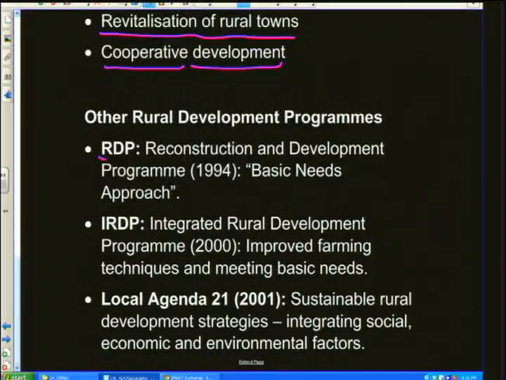The RDP, the Reconstruction and Development Program, was established in 1994, and it involved the basic needs approach. Now, if they're talking about a basic needs approach, it means that they're looking at the everyday things that people require in order to survive. So housing, food, electricity, water, those are basic needs.